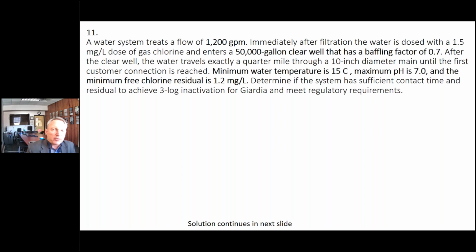The minimum water temperature is 15. That tells us what table we're going to use. The maximum pH is 7, so we know we're going to use that pH 7 column that we just looked at. And the minimum free chlorine residual is 1.2. So we're going to determine, does this system have sufficient contact time to achieve 3-log inactivation?